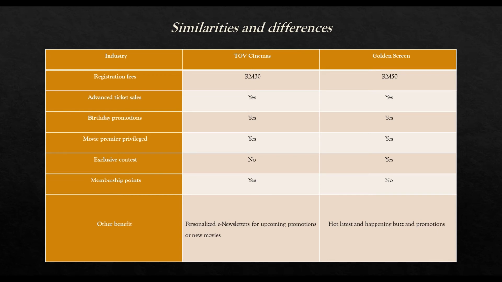Advanced ticket sales, they both have it. Birthday promotion, they both have it. Movie premiere privilege, they both have it. But when it comes to exclusive content, TGV Cinemas does not provide exclusive content, while Golden Screen does. At the same time, in the TGV Cinemas app, you may have membership points, while on Golden Screen, you don't have it. Other benefits: personalized e-newsletters for upcoming promotions or new movies in TGV Cinemas, and the latest hot and happening buzz and promotions in Golden Screen Cinemas.